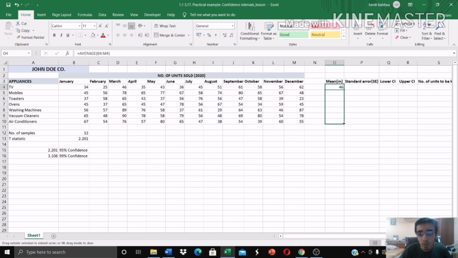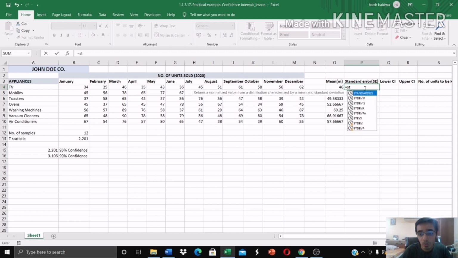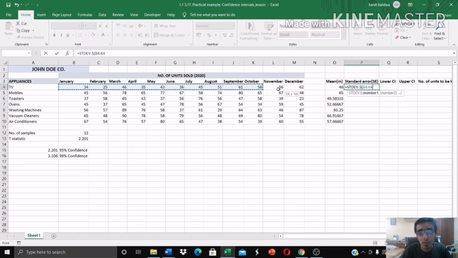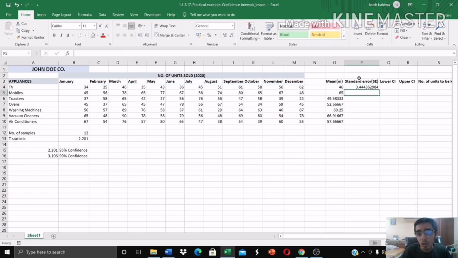Just drag it down. Then the standard error, which is nothing but the standard deviation of the sample. Why I'm taking the sample here is because we don't know the standard deviation of the population. So we'll be taking the standard deviation of the sample itself, divided by the square root of the sample size. Don't forget to fix this, otherwise Excel may show an error. There you go.